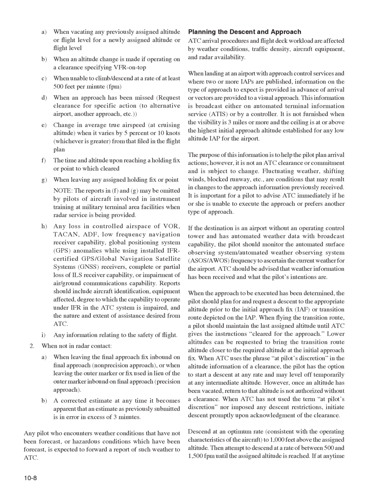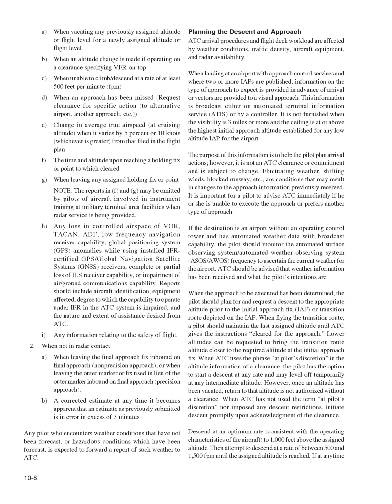initial approach fix. When ATC uses the phrase "at pilot's discretion" in the altitude information of a clearance, the pilot has the option to start a descent at any rate and may level off temporarily at any intermediate altitude. However, once an altitude has been vacated, return to that altitude is not authorized without a clearance.